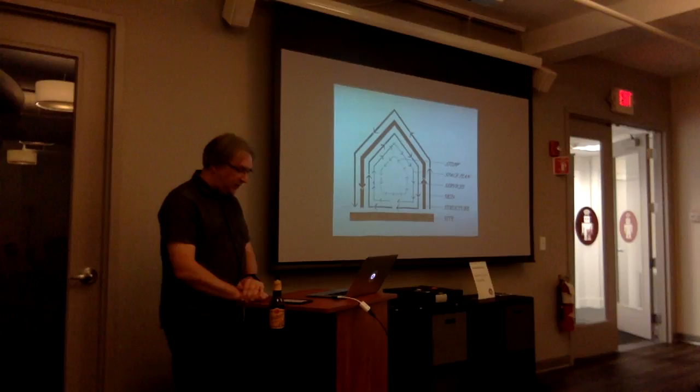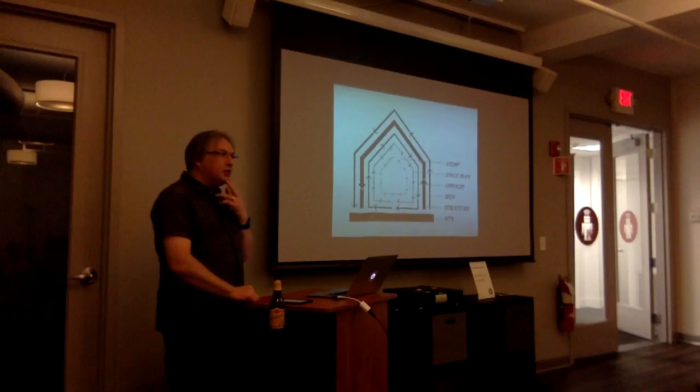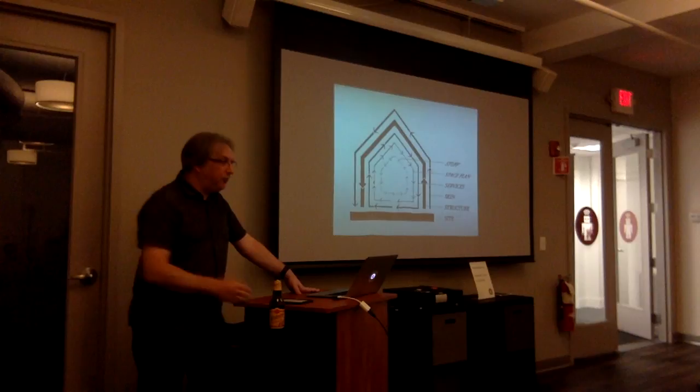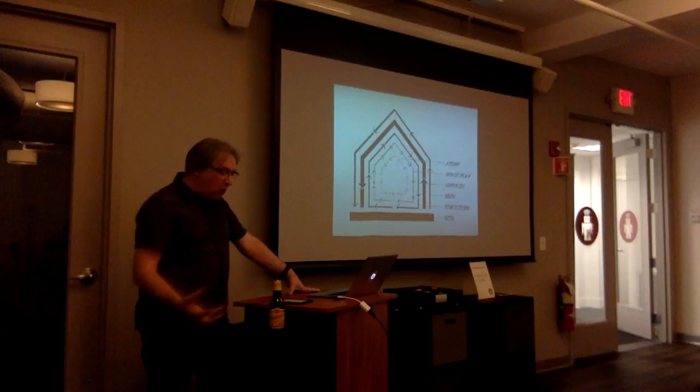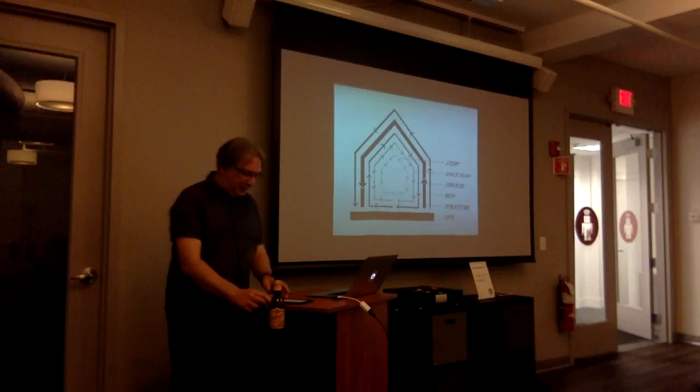2, structure. The building itself can last for centuries. 3, skin. The exterior surface gets a facelift or a new lick of paint every few decades. 4, services. The plumbing and wiring need to be updated every 10 years or so. 5, space plan. The layout of walls and doors might change occasionally. 6, stuff. The arrangement of furniture in the room can change on a daily basis.